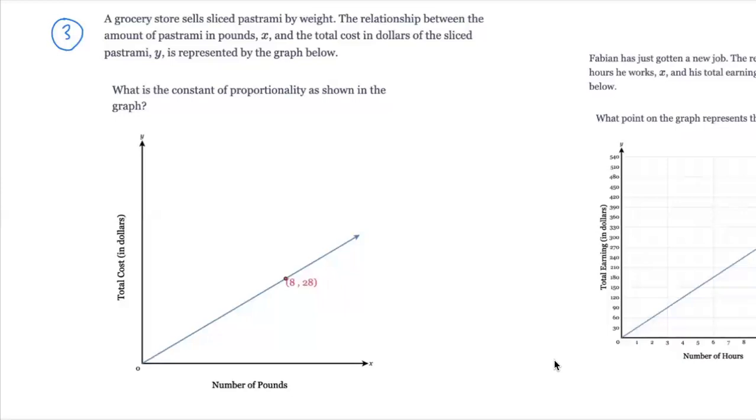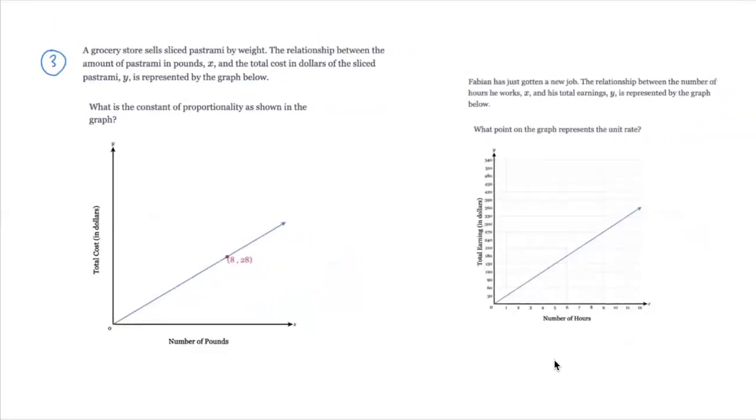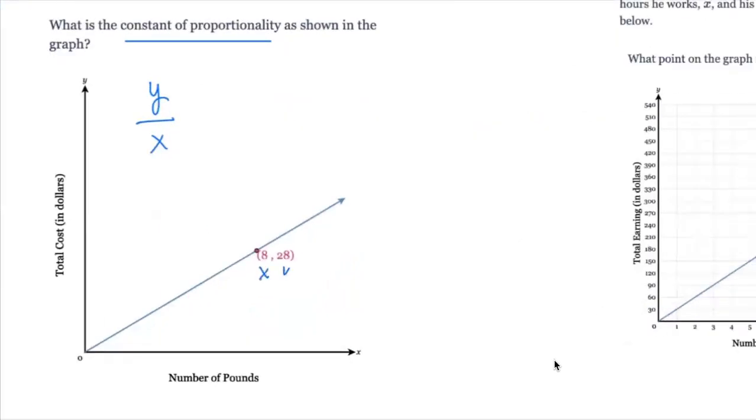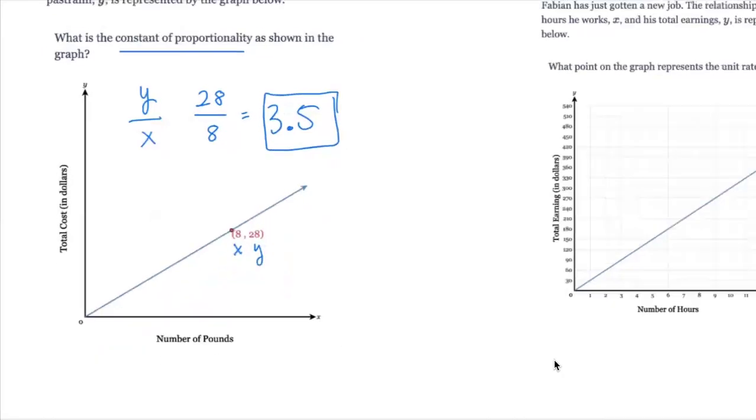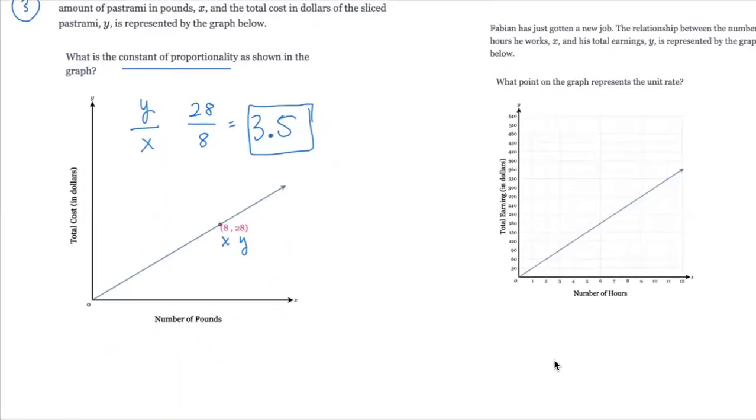So for this one, we need to find the constant of proportionality. What that means is we're going to say, what is Y divided by X? Our Y coordinate divided by our X coordinate. So let's go ahead and mark those. So here's our X coordinate. Here's our Y coordinate. And we're going to say 28 goes on top, divided by 8 on the bottom. Now, you can use a calculator if you want. 28 divided by 8, I know that's going to be 3.5. You just divide Y over X. And so your answer there will be 3.5.